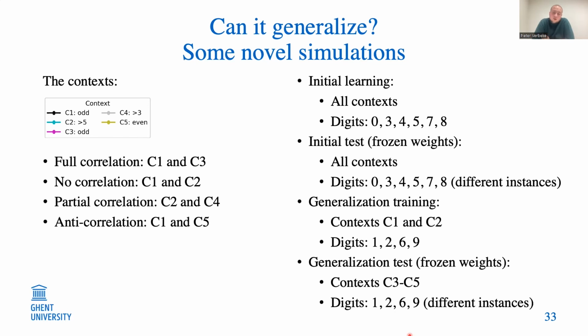Yeah. So I guess this page should somehow summarize it a bit. But the idea is that it has never seen digits 1, 2, 6, or 9 in contexts 3, 4, and 5. So basically, it has never learned that 6 is bigger than 3. It knows that it's bigger than 3 because it's bigger than 5. Or it has never learned that 6 is even, but it knows that it's even because it's not odd.